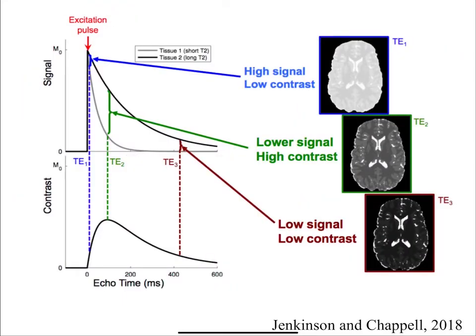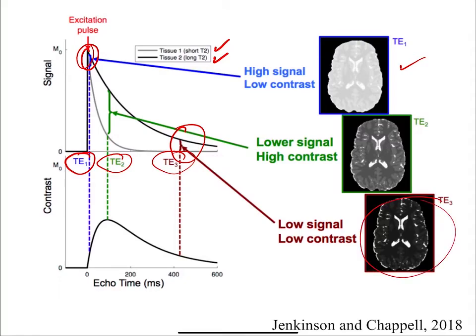Similarly with T2, the signal is decaying away, and so now you can decide whether you want an early echo time, a medium echo time, or a long echo time. In this case, we have 2 tissues, one with a short T2 and one with a long T2. If I acquire with a very short echo time here, neither has decayed very much, so there's not much contrast between them. If I wait too long, they both decayed quite a bit. So once again, at this place, there's some contrast, but maybe not as much as I'd like.